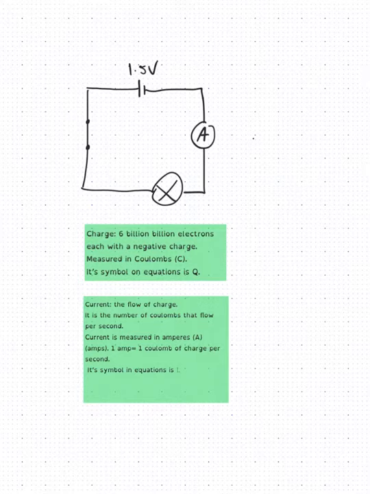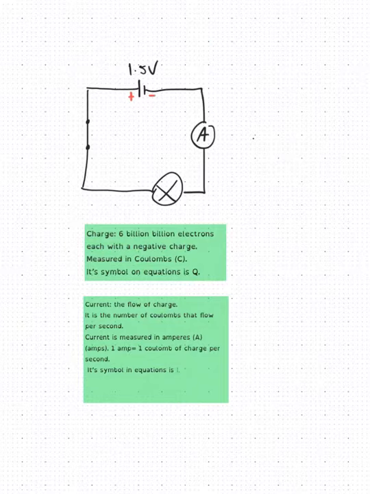Hi, in this first video we're just going to take a quick recap over charge, current and time. We've got this circuit set up here with a cell with 1.5 volts, our ammeter, a lamp and just a closed switch. One thing to be mindful of when working with circuit diagrams is that there is a positive terminal and negative terminal. The longer of the two lines represents the positive end, the shorter represents the negative end.